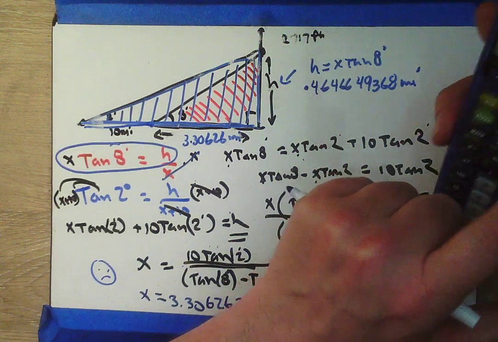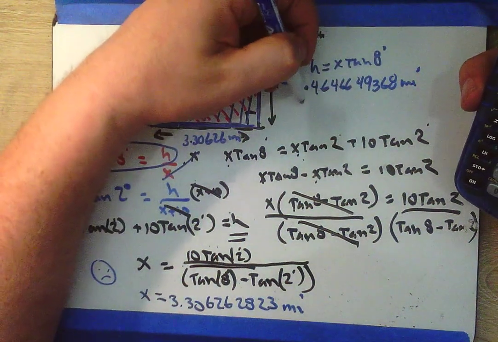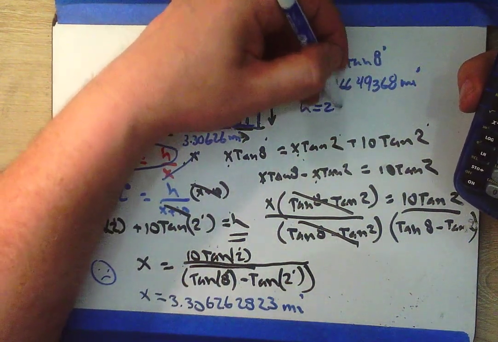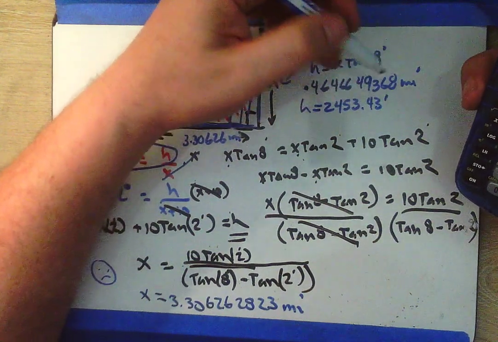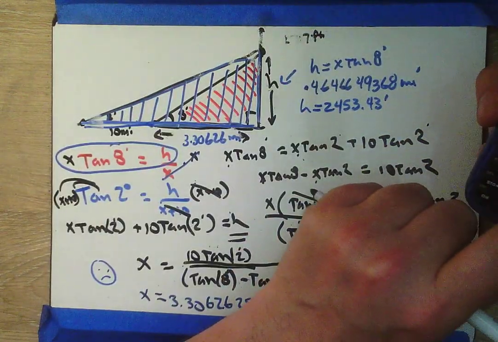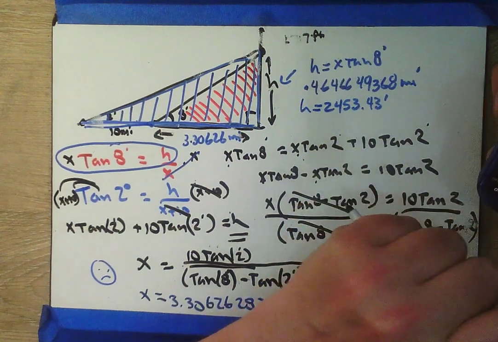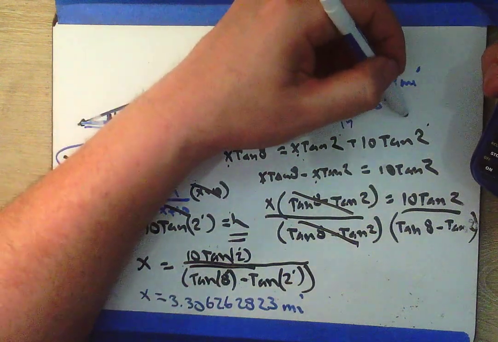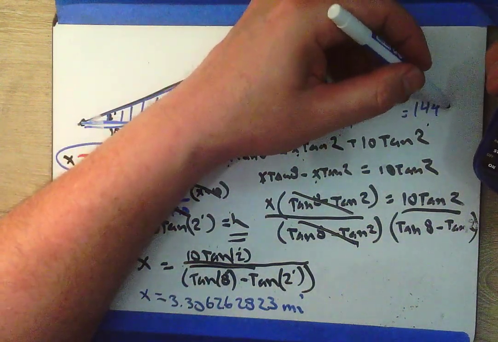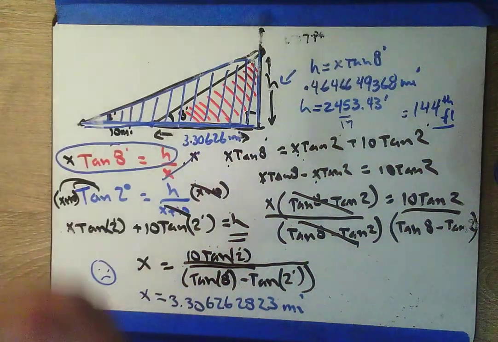Now, that's about half a mile. If I multiply by 5,280 feet, I'll see that h is 2,453.43 feet. And the Burj Khalifa, it's about 17 feet to a floor, and so when I divide by 17, I end up with someone waving to me from the 144th floor.